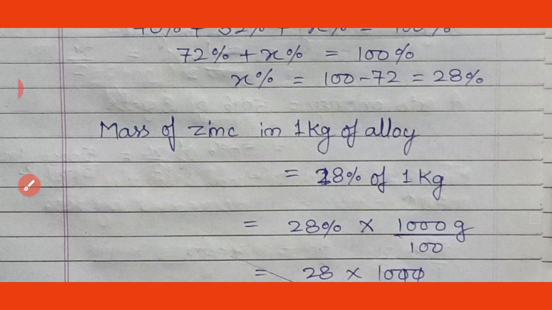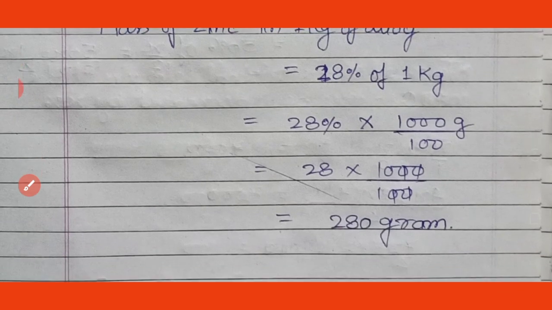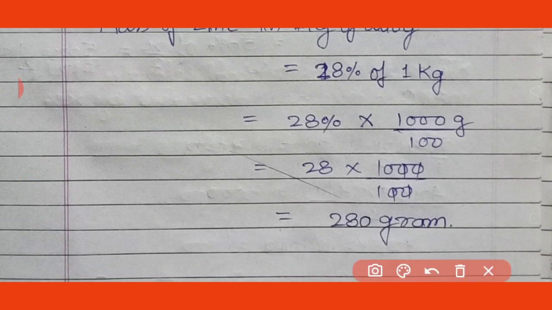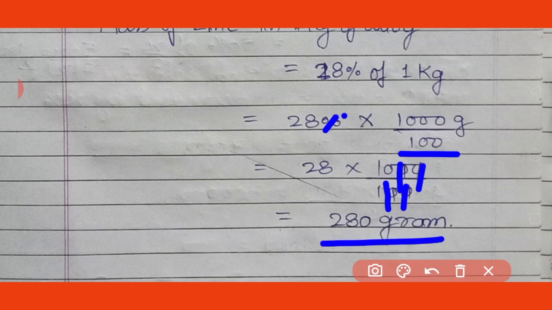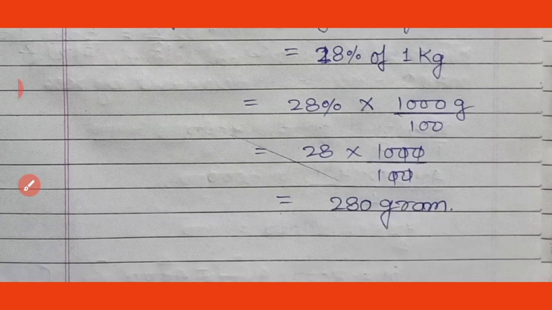So the mass of the zinc in 1 kg is equal to 28% of 1 kg. 1 kg can't be divided, so we will change it into a smaller unit, gram. As you know, 1 kg is equal to 1000 gram. So 28% multiplied by 1000 gram. For removing the percentage sign, we put 100. So 28 multiplied by 1000 upon 100. The 0s will be divided by 0s, and it remains 10 multiplied by 28. So we get the answer, 280 grams.